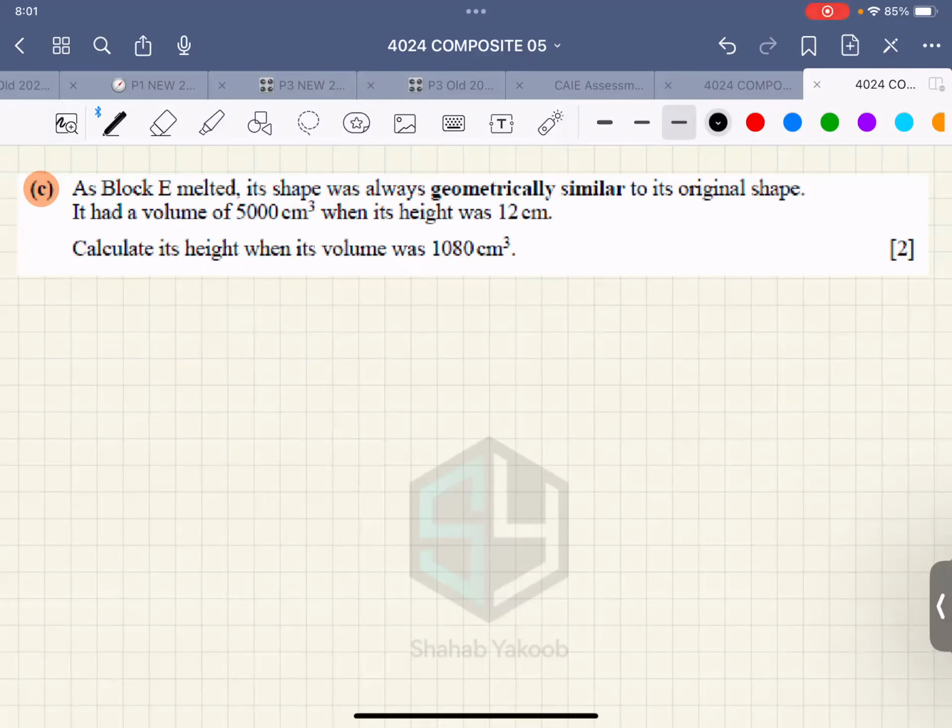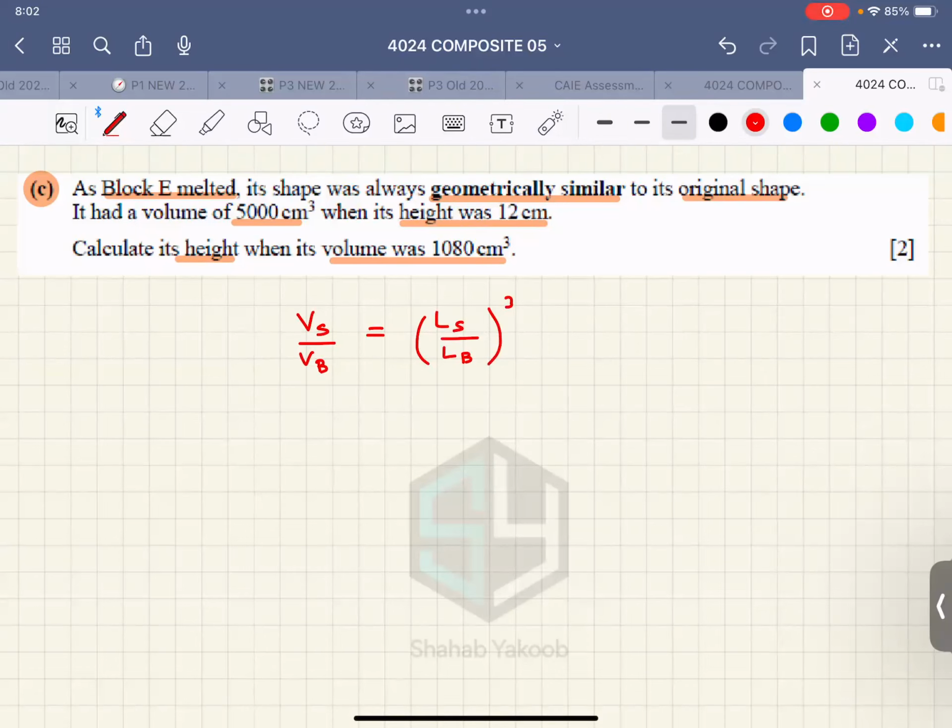The third part, part C. Block E. This is melted. Its shape was always geometrically similar to the original shape. It had a volume of 5,000 when its height was 12. Calculate its height when its volume was 1,080. Now the rule is volume of similar figures, volume of small over volume of big equals length of small over length of big, the whole thing cube.